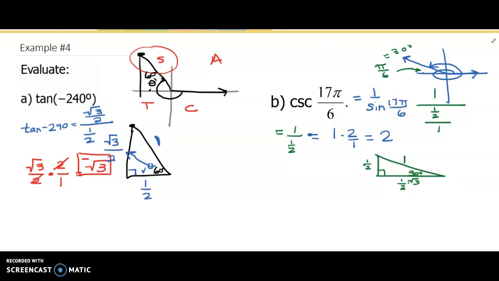Now the last thing we need to do is check our signs. In quadrant 1, all things are positive. All students take calculus. So in the second one, our sine is positive. This is 1 over sine, so this would be a positive 2.